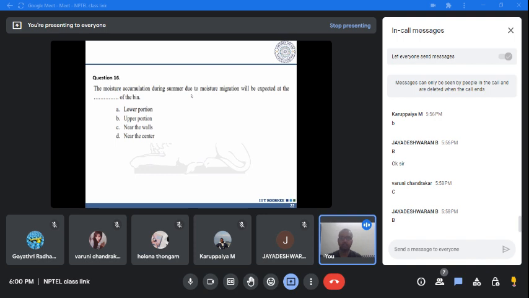Please let me know the answer in the comment box. I think you can tell this. The question is about the moisture accumulation. Suppose you have a silo. During summer, the moisture accumulation due to moisture migration will be expected at which portion of the bin? Lower portion, upper portion, near the wall, near the center? Please answer.